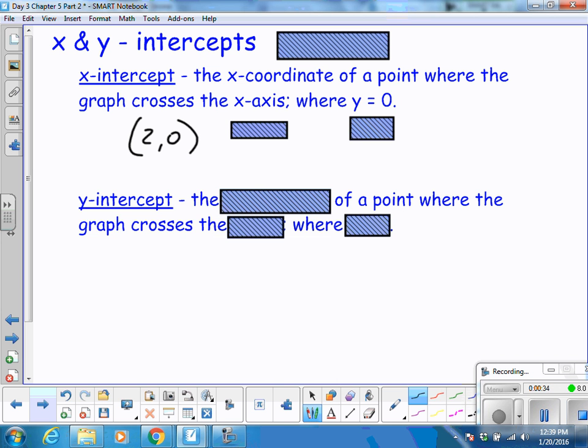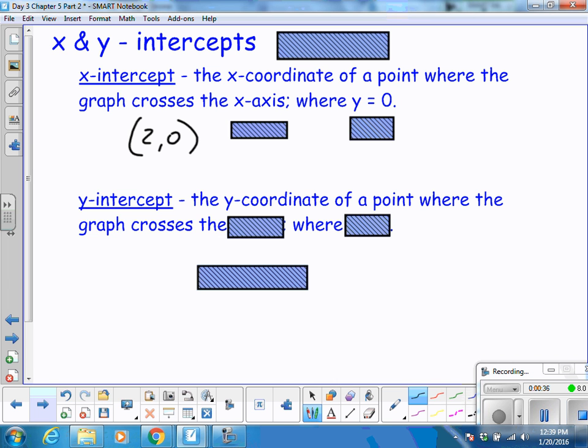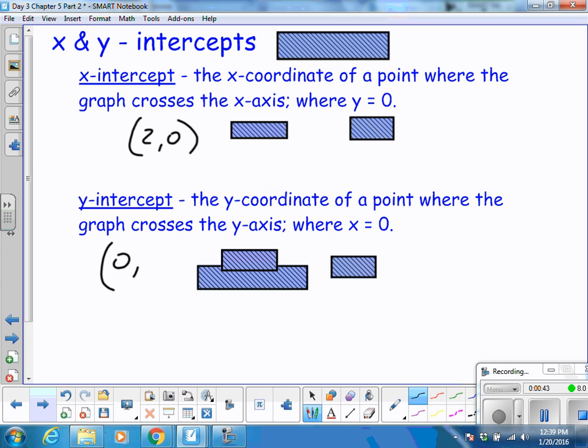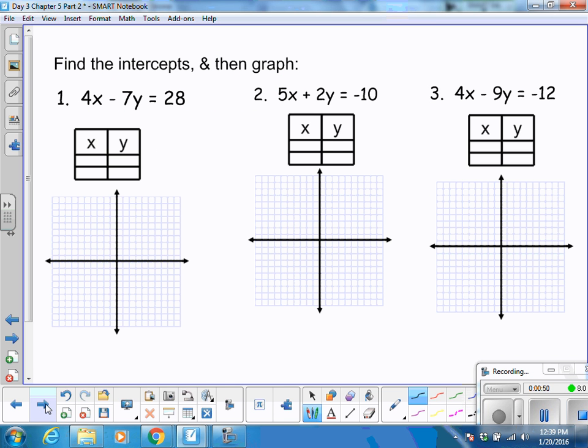The y-intercept is the y-coordinate of a point where the graph crosses the y-axis, where x is 0. And you might see the coordinates as (0, -7), something like that. We're going to find the intercepts and then graph.